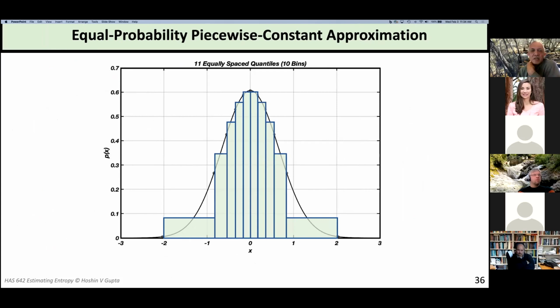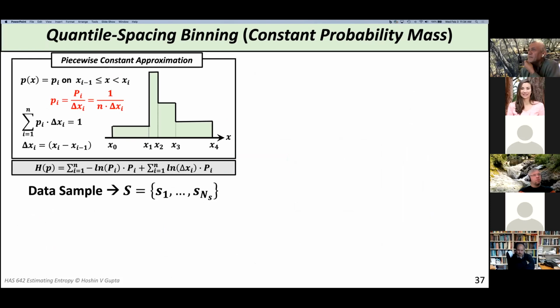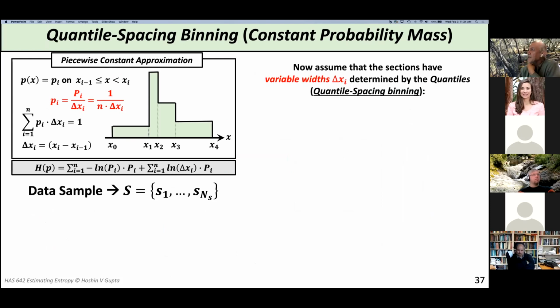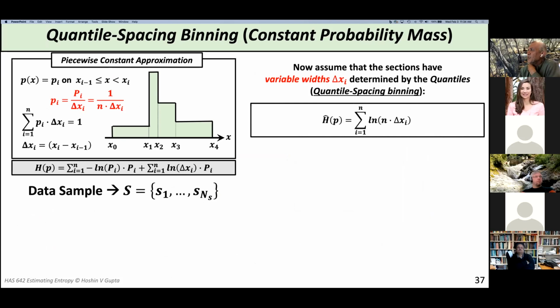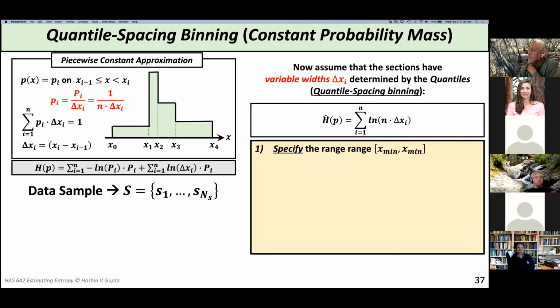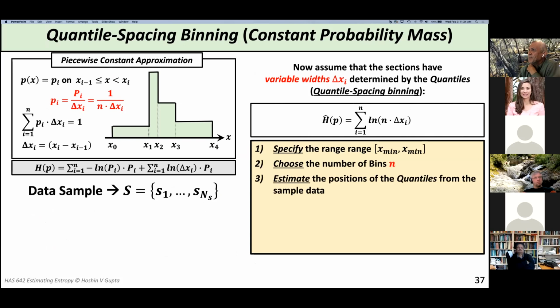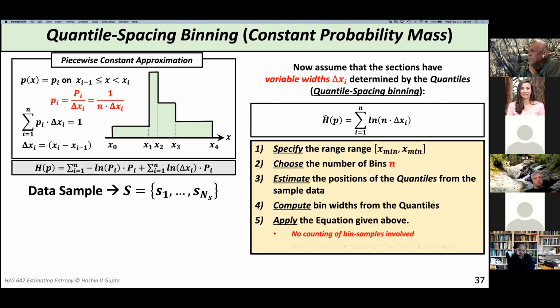Okay, now let's compare that to using quantile equal probability piecewise constant approximation. So this is what that approximation would look like, and we've determined the bins using quantiles. Here's the method: specify the range, choose the number of bins, estimate the positions of the quantiles from the sample data. So now we're not doing bin counting, we're estimating quantiles. Compute the bin widths from the quantiles, plug it into the equation. No counting of bin samples, and it assumes that all the bins have identical probability mass.